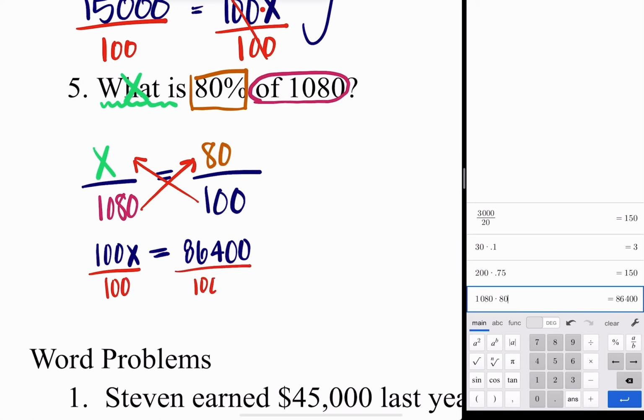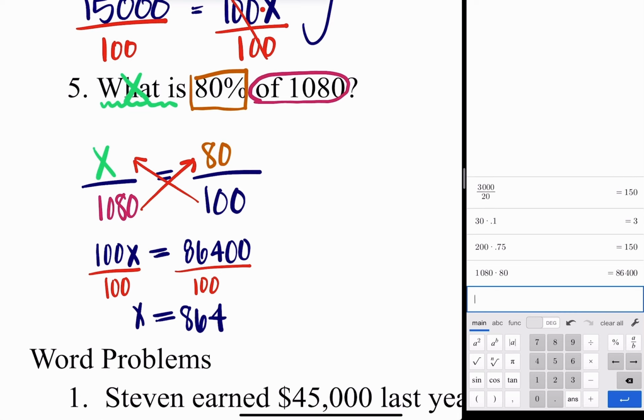Treat it just like you would any other proportion. We want to undo the multiplication that's between the 100 and the x, so we're going to use the opposite operation, division, to divide by 100. That is going to leave us with an x on the left and 864 on the right. If you want to check it, we can come over to Desmos and we can find 80%, so 0.80 times 1,080, and you get 864.